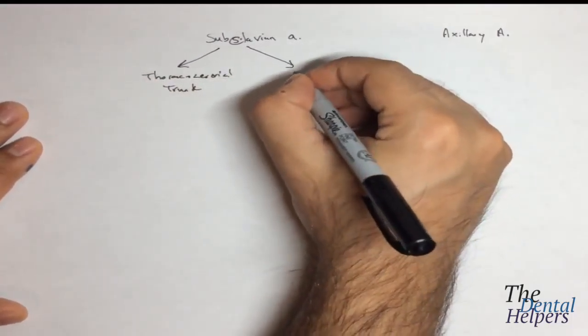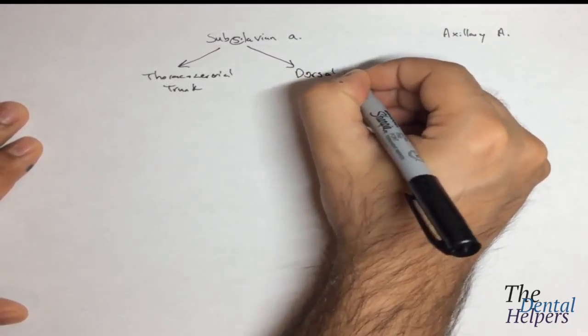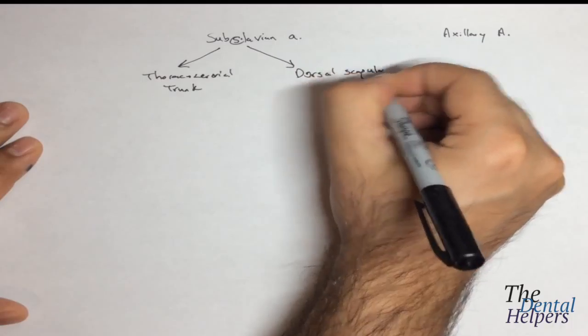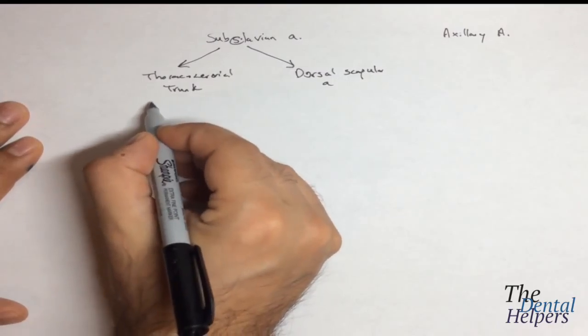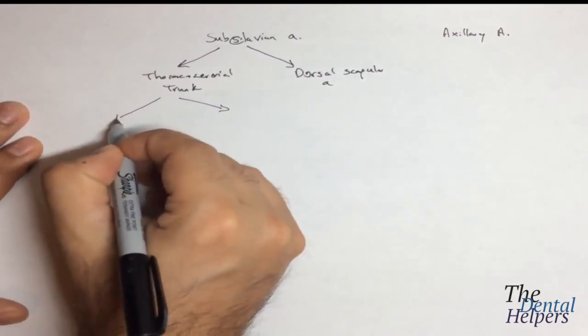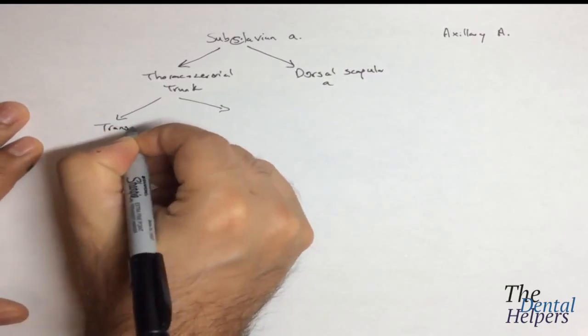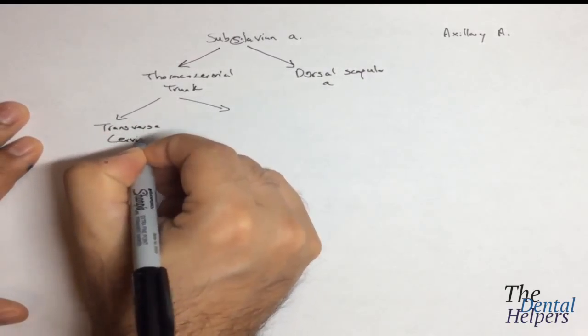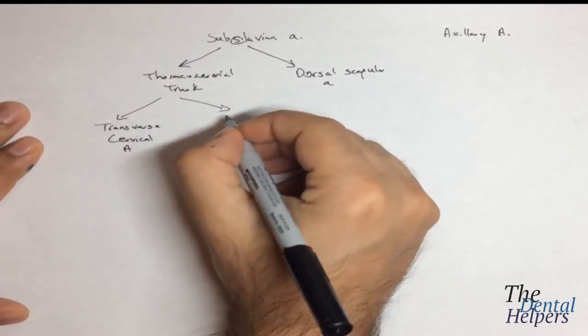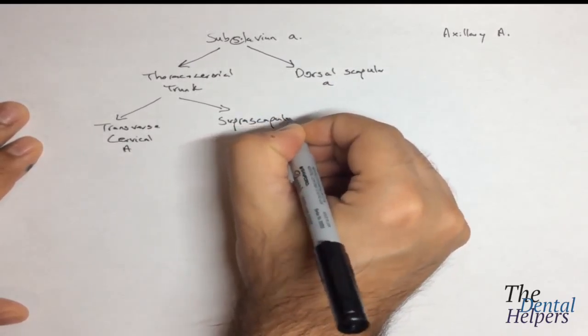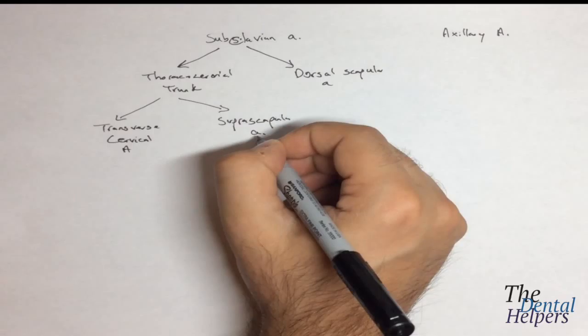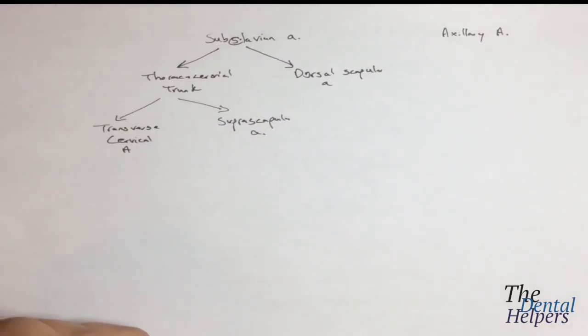And it also breaks into the dorsal scapular artery. The thyrocervical trunk, we're going to find divides into the transverse cervical artery, and it also divides into the suprascapular artery. And that name should sound familiar because the suprascapular, we've already talked about it in terms of where it is on the scapula.